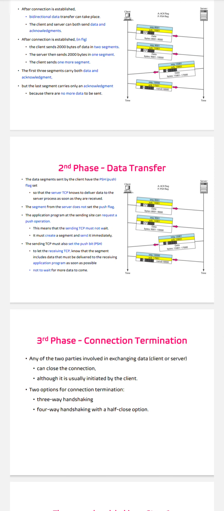In data transfer, the data segments sent by the client have the PSH flag set, so the server TCP knows to deliver the data to the server process. The segments from the server are not pushed. On a push request, TCP must not wait; it creates the segment and sends it immediately.